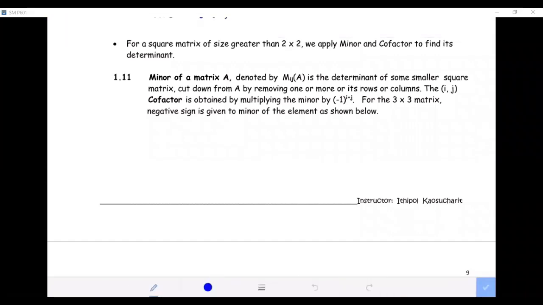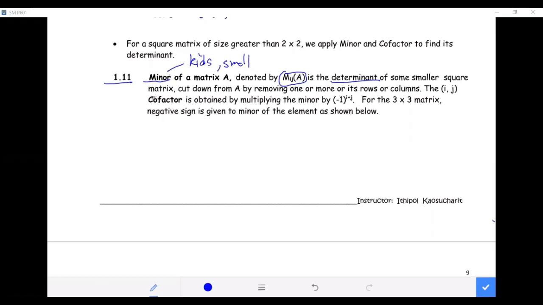So the topic here is 1.11. It's about the minor. As the name states, when we talk about the minor, sometimes we mean the kids, or something that is small. So minor of a matrix means that we have to find a determinant, and we use a symbol like Mij of A, where A is matrix A. We find the determinant of the smaller square matrix by cutting something out and then computing the determinant of what is left. I will show you that.